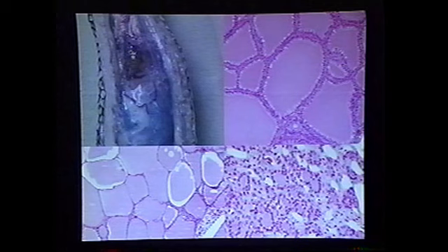Occasionally we do see significant alterations in the follicular lumina in which the lumina are reduced in diameter, the follicular epithelium is hypertrophied, and there's a disruption in the normal thyroid organization. These cases may be associated with metabolic derangements due to iodine deficiency, iodine excess, or exposure to goiterogenic substances.